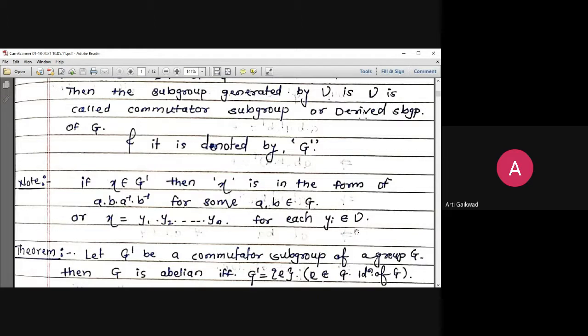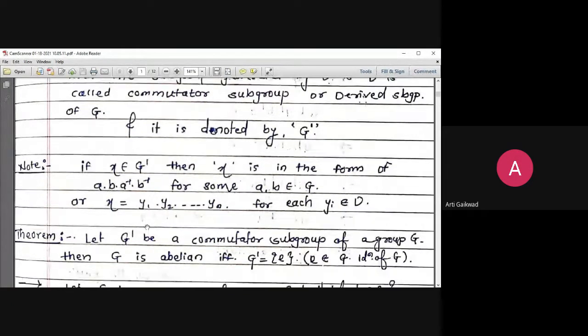Suppose a b a inverse b inverse is called y1, and a1 b1 a1 inverse b1 inverse is called y2, then y2 belongs to U. But by closure property of a group, the product of all these terms, which is equal to x, belongs to G dash, because G dash is the smallest group containing U. Understood?